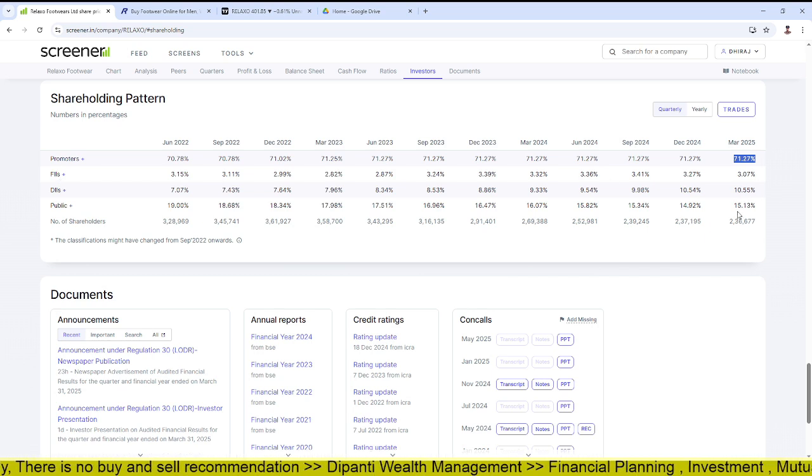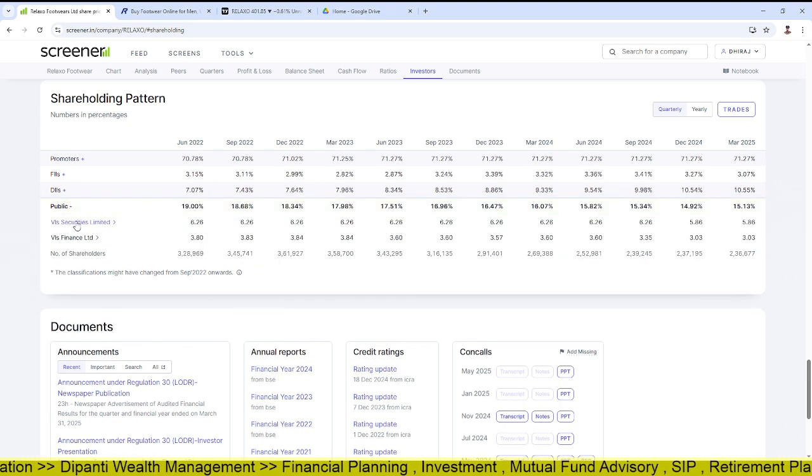So mainly you can see 85% of the shares are in strong hands. But if I look at this particular thing again, then in the public you can see there is some HNI group. So 5.86 and 3, almost 9% of shares are in HNI hands.